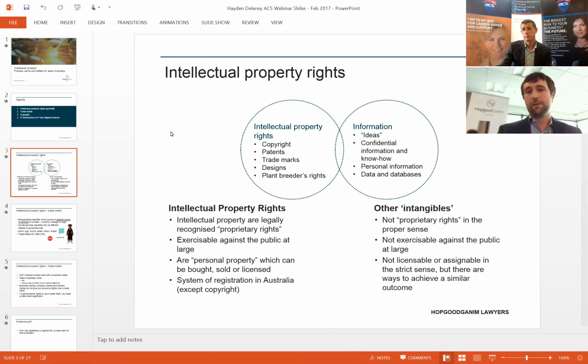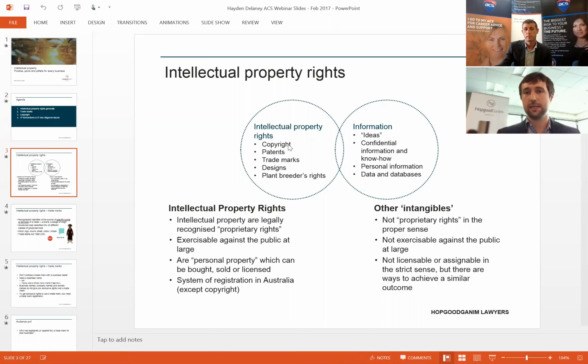Now, certain categories of IP are unregistered. Copyright in Australia is the prime example of that. The other categories of IP on the slide, patents, trademarks, registered designs and plant breeders' rights, are all categories of intellectual property rights which need to be registered. The key takeaway from this slide is to understand the difference between what intellectual property is and what might be more broadly classified as information. Things like ideas, confidential information and just raw data could sometimes be subject to an intellectual property right, but it may not.